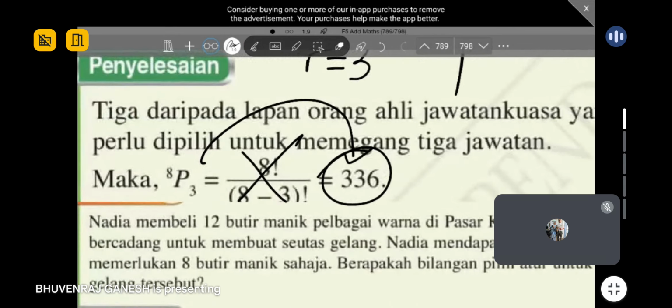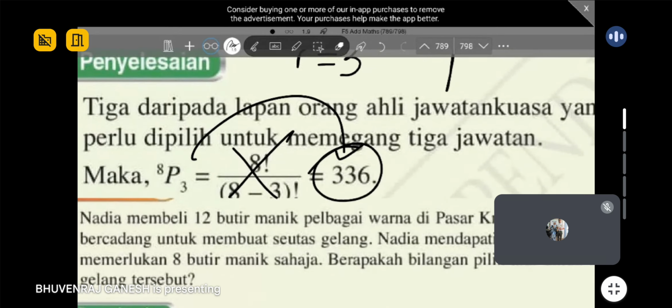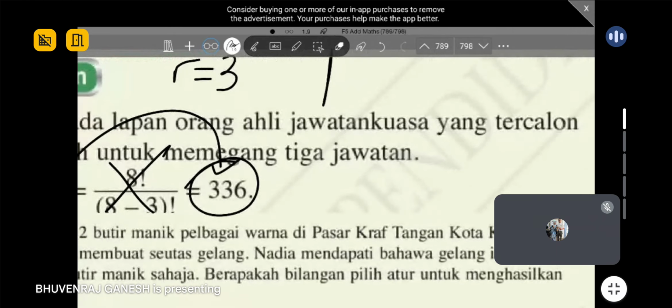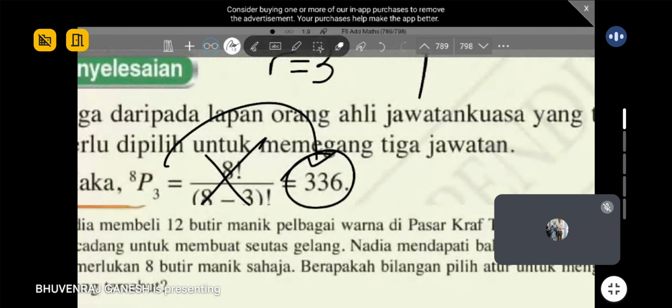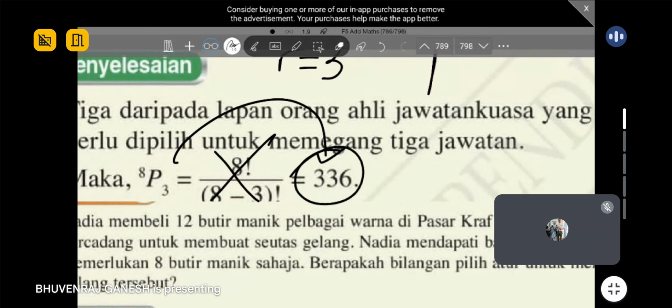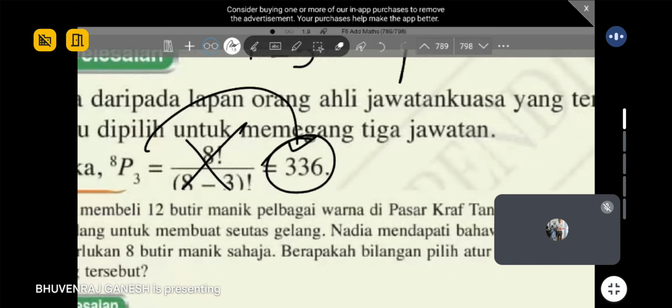So next one. If anytime you guys have questions, please ask. Kalau ada soalan, tanya saja. Okay. So next one. 12 butir manik. 12 beads. They want to form a chain. So the chain only needs 8 manik. Now this is an interesting question, guys. This one they are talking about chain or maybe necklace in English. So they ask you how many permutations are possible.